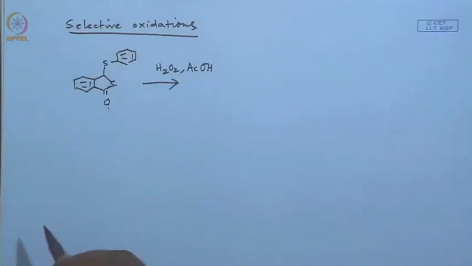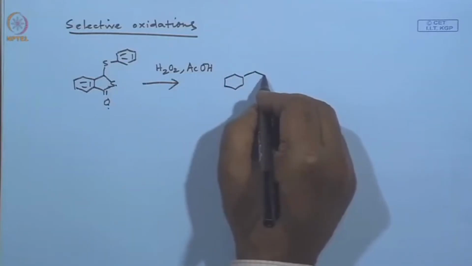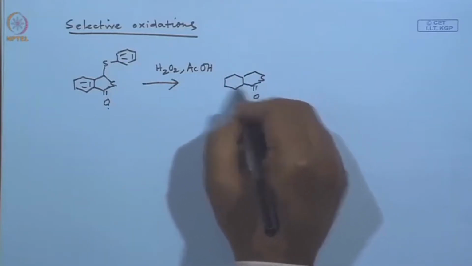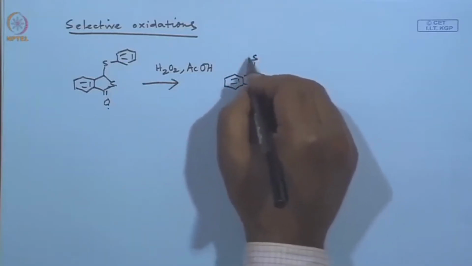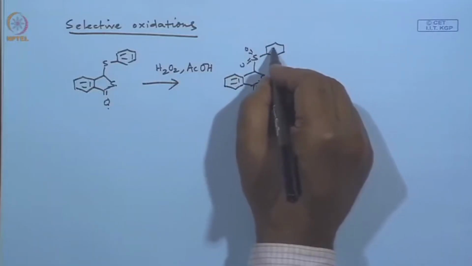That means, when it comes to the differentiation between the two different kinds of sulfur, the sulfur which is more nucleophilic in nature, and in this case, because of the adjacent carbonyl, the ring sulfur is not really very nucleophilic. So, the oxidation takes place at the other sulfur, and the yield is very good. We wanted a sulfone, and that is what we got.